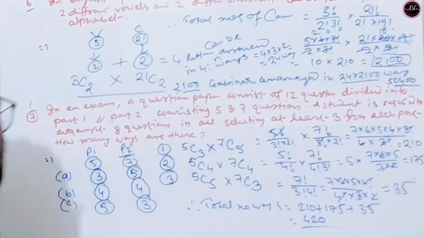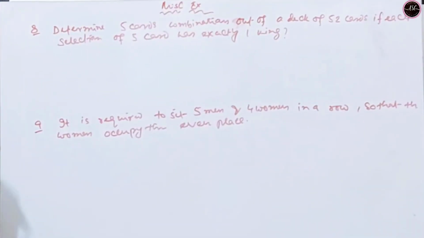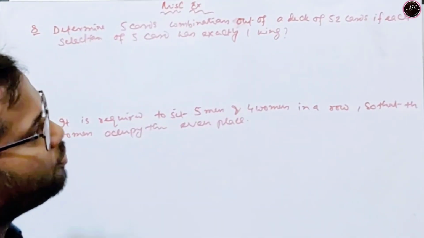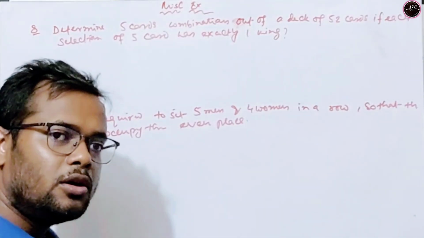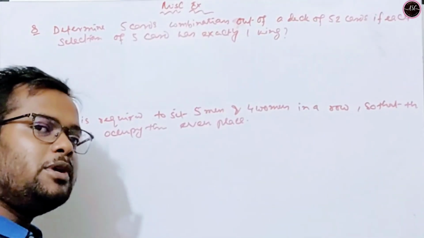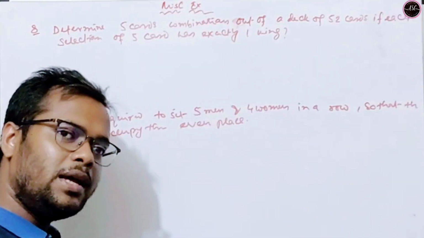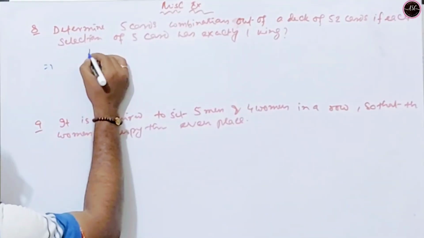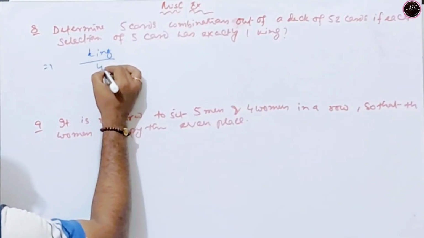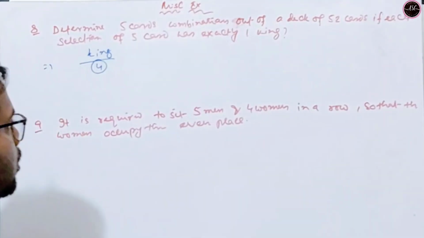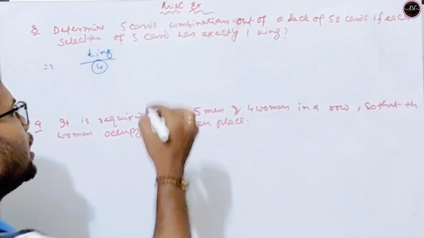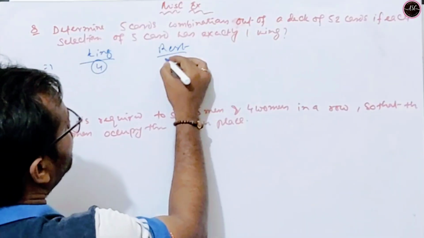Okay, let's look at this question. Determine the number of 5-card combinations out of a deck of 52 cards, if each selection of 5 cards has exactly 1 king. So we know among 52 cards there are only 4 kings. So king cards will be 4, and among 52, 4 cards are kings. So the rest of the cards will be 48.